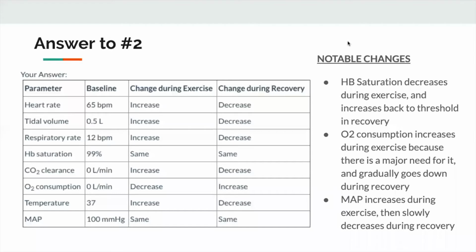The temperature baseline is at 37 degrees Celsius. During exercise, your temperature will increase, and during recovery, it will slowly get back to threshold at 37. And finally, the mean arterial pressure is set at 100, and this was actually one of them I got wrong. I realized that it slowly increases during exercise, and then it decreases during recovery.